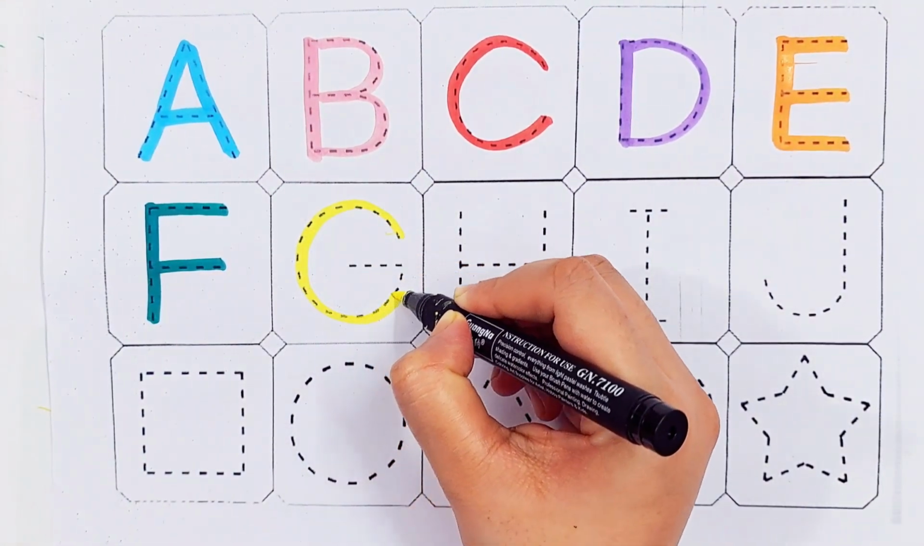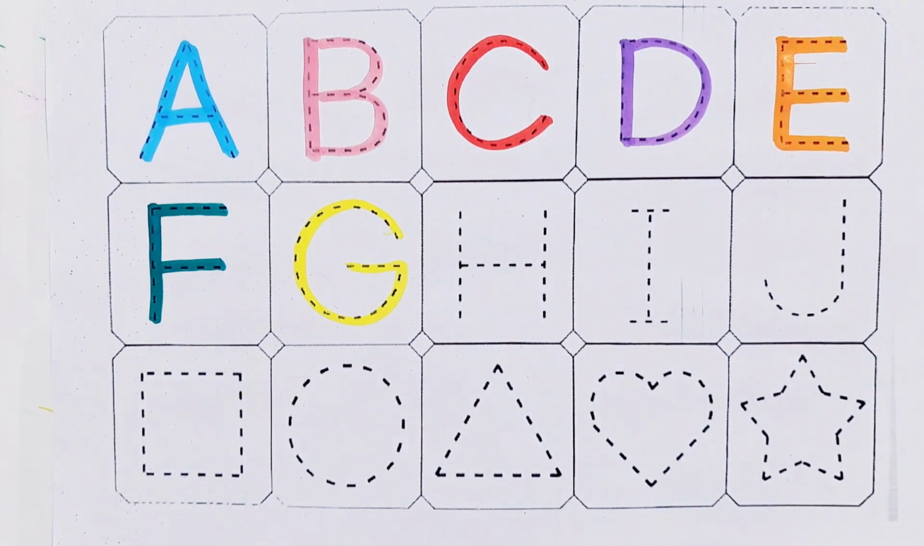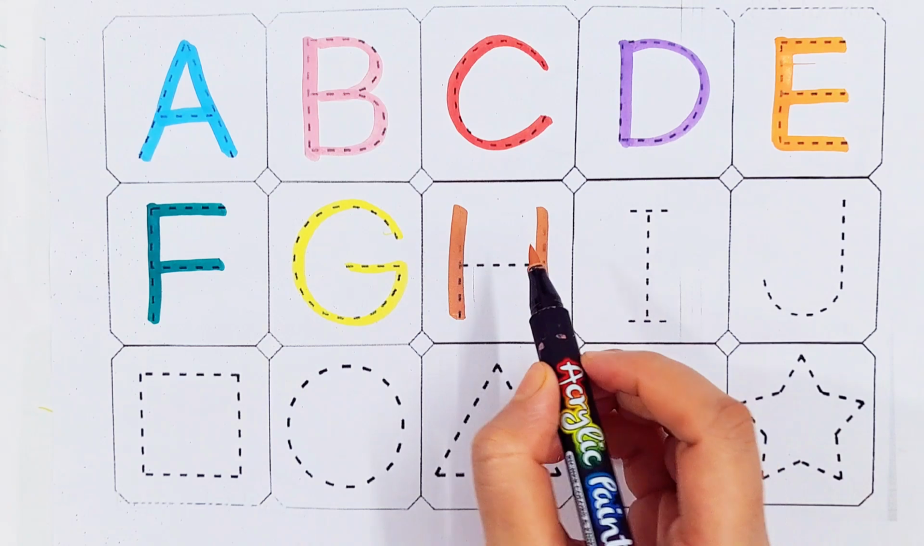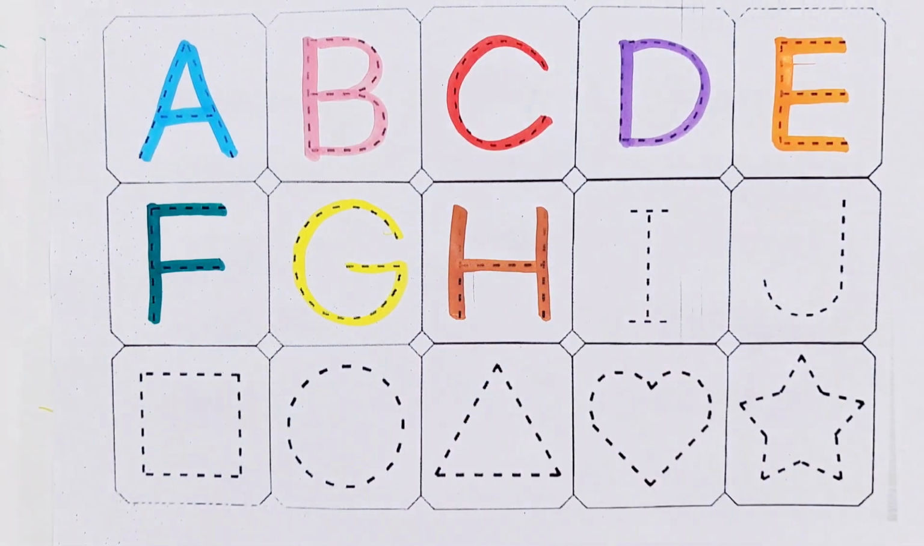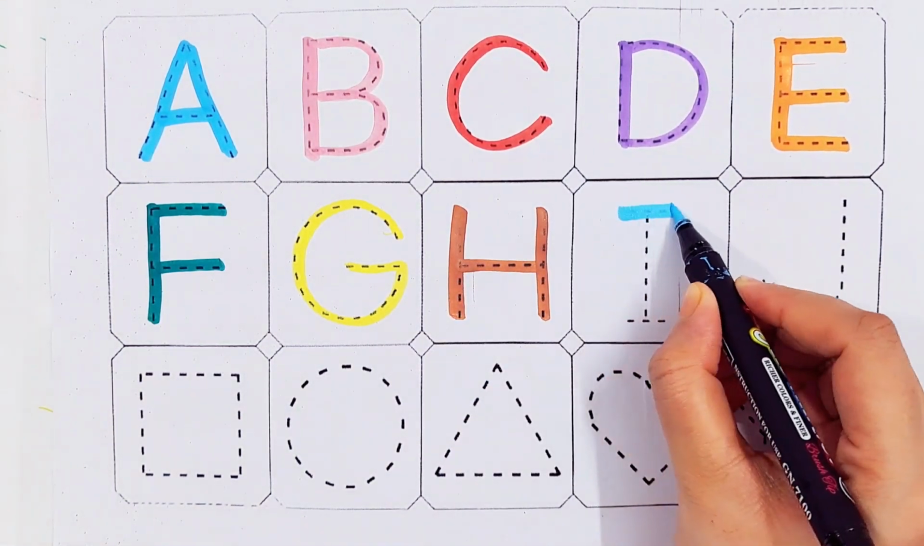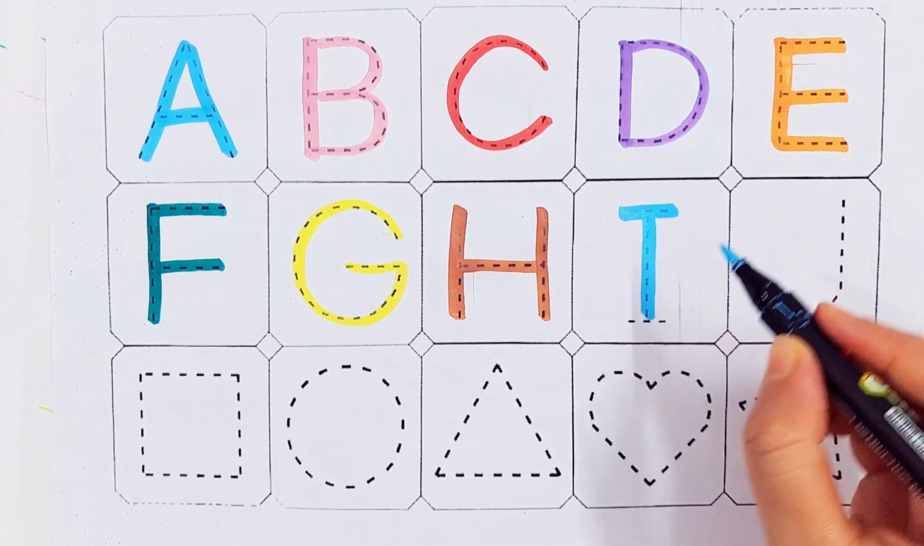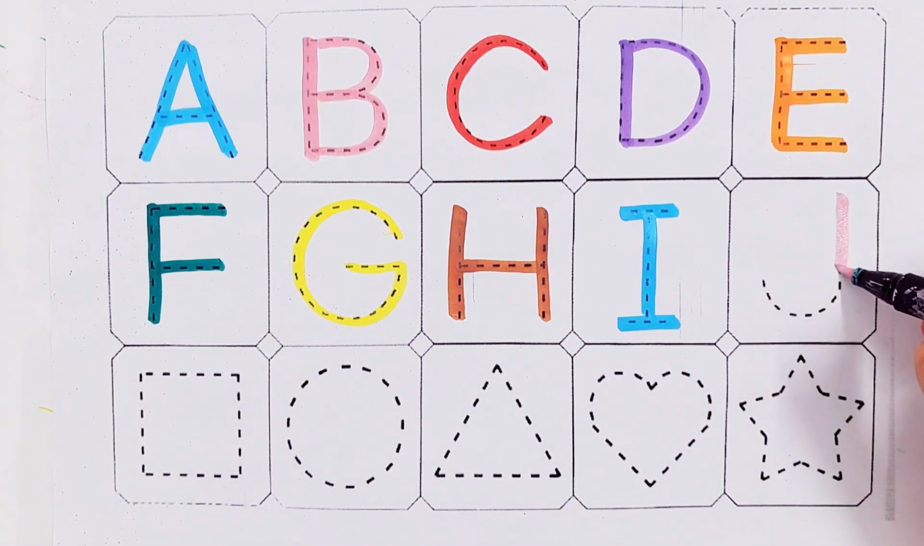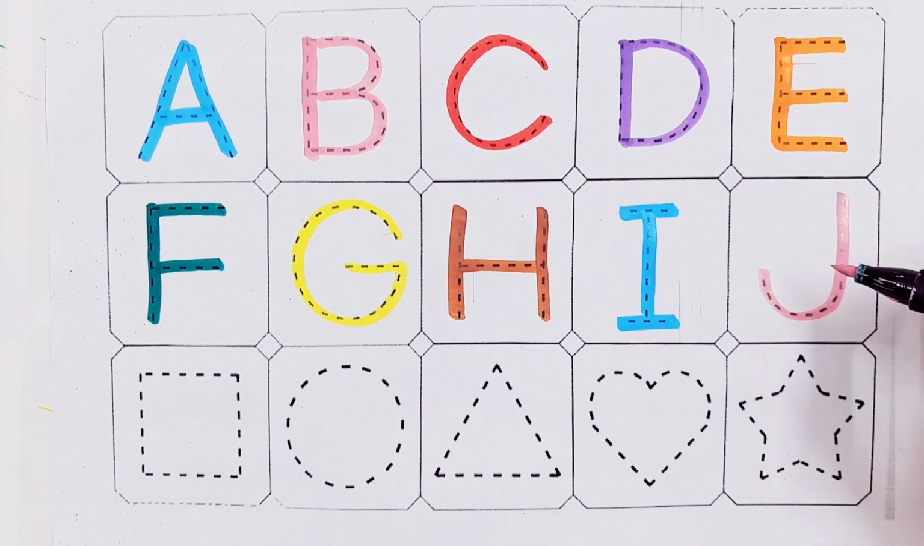G for goat. H for hen. I for ink. J for jellyfish.